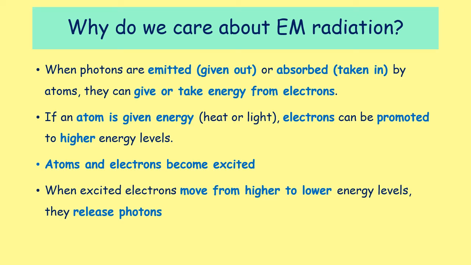Now, when an excited electron, one that is in a higher energy level than it normally would be, falls back down from a higher energy level to a lower energy level, that is when an atom releases a photon. So atoms themselves can give off light.